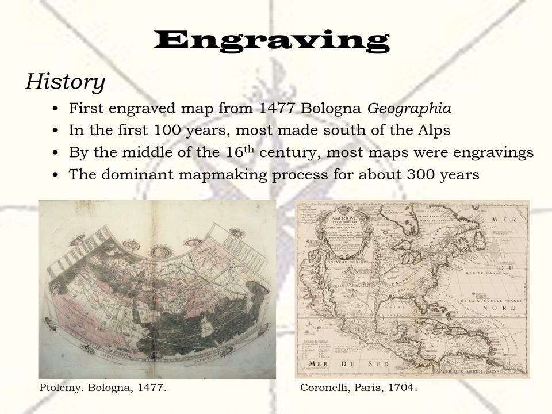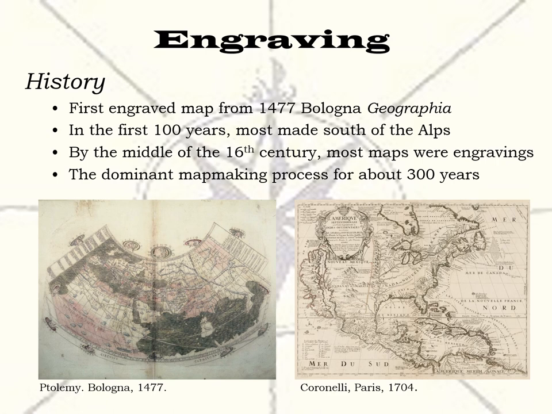The first copper engraved maps were from the 1477 Bologna Geographia. Other engraved maps soon followed, including in the Rome 1478 and Florence 1482 Geographias. For the first 100 years or so, almost all engraved maps were from south of the Alps.